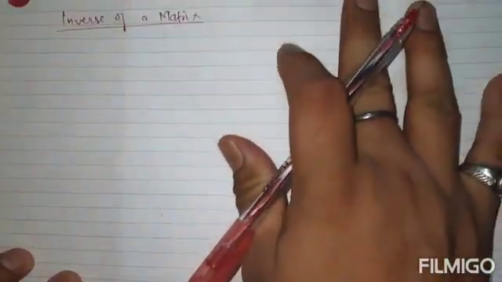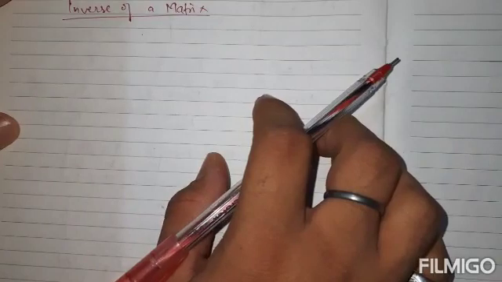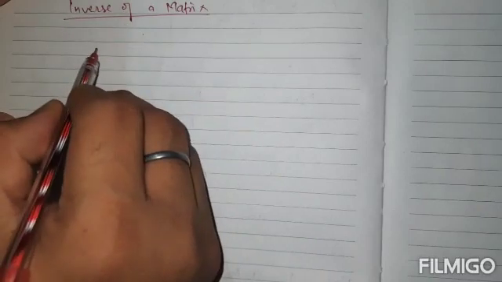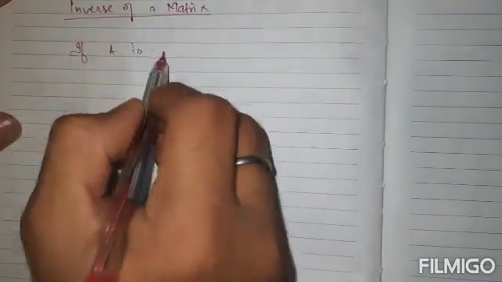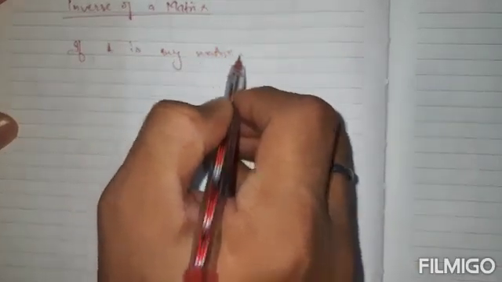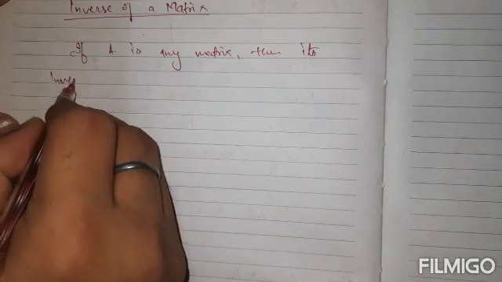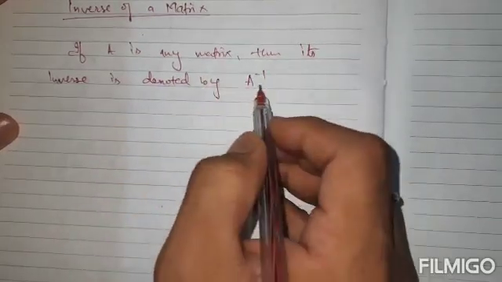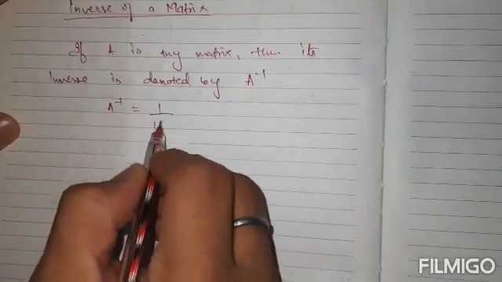Inverse of a matrix. Now you know how to find the adjoint of a matrix, that is by finding the transpose of the cofactor matrix of A. And now the formula for inverse is, see, if A is any matrix, then its inverse is denoted by this symbol A inverse, and its formula is A inverse is equal to 1 upon mod A into adjoint of A.